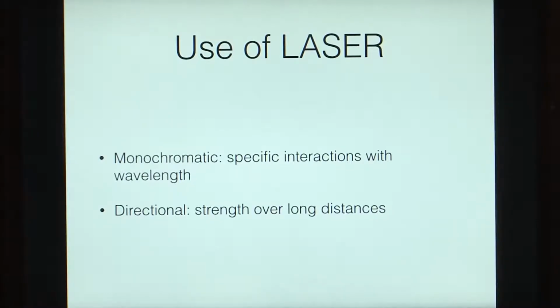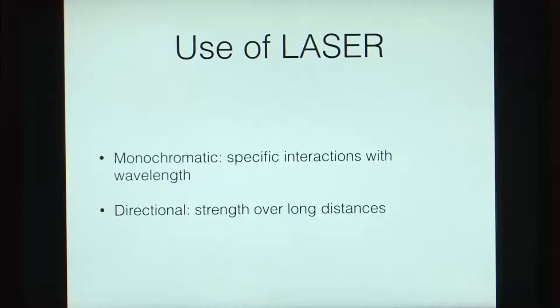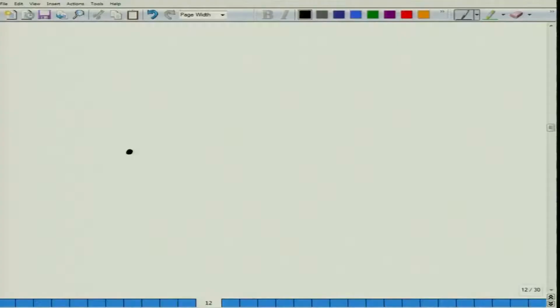If you wanted to measure the properties of some object at different wavelengths, you would use laser beams of different wavelengths one by one. The second use of laser is that it is directional. By directional what we mean is, suppose we consider a point source of light, say a light bulb. Its energy is going out in all directions.